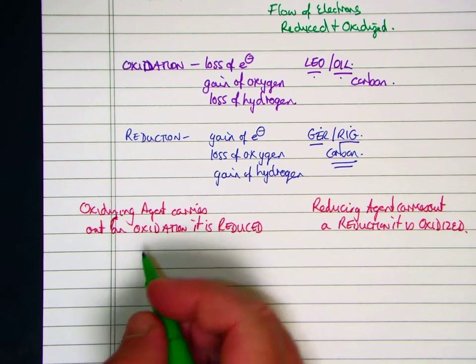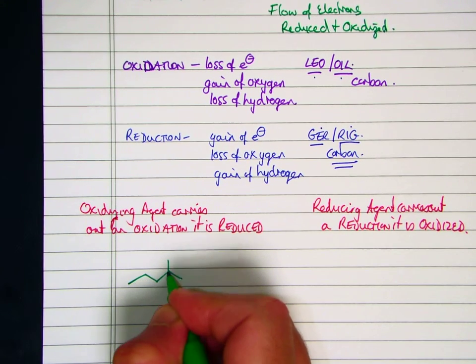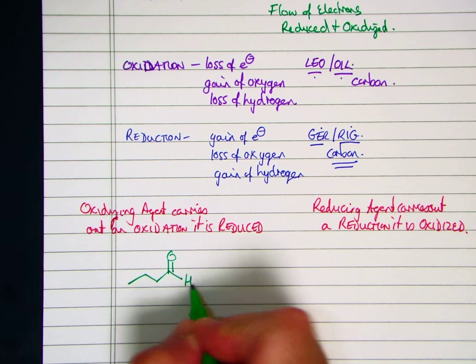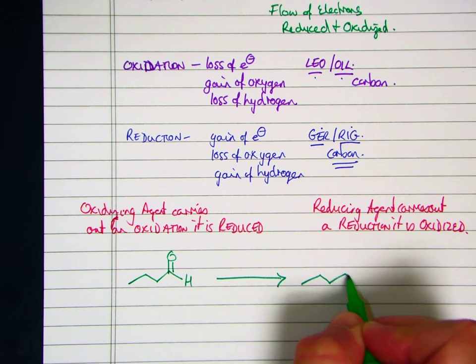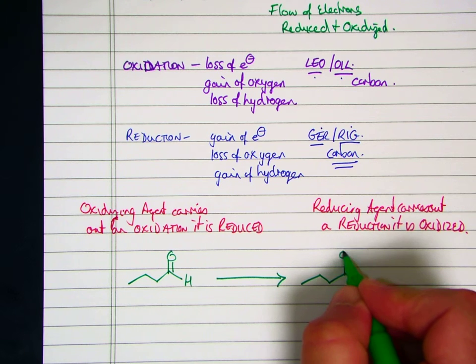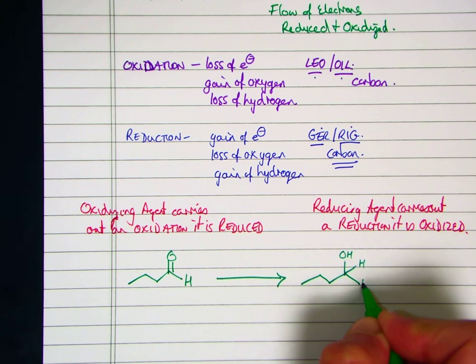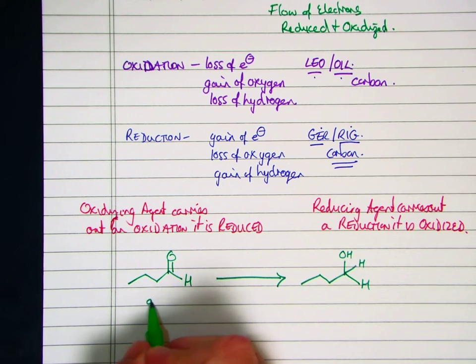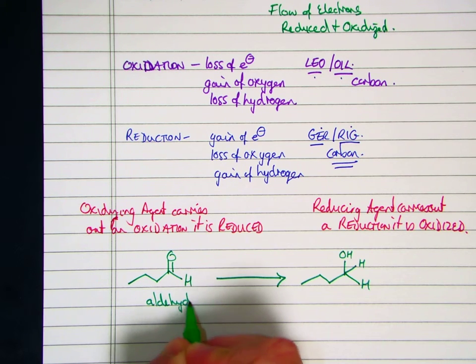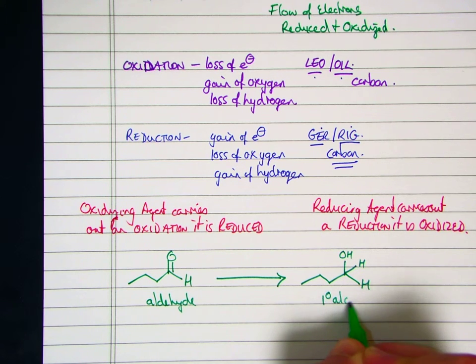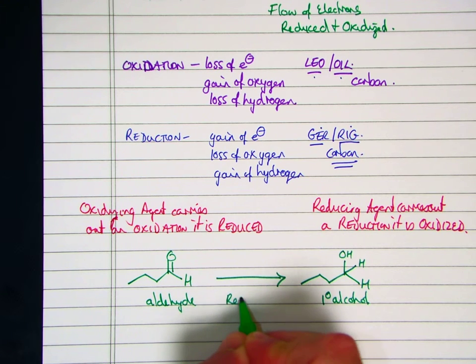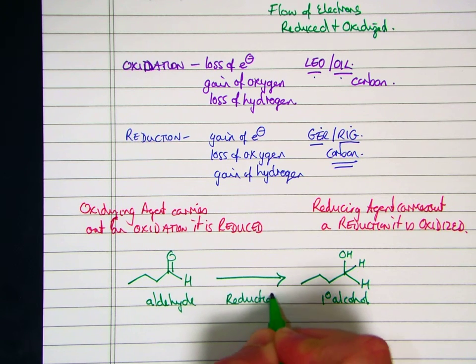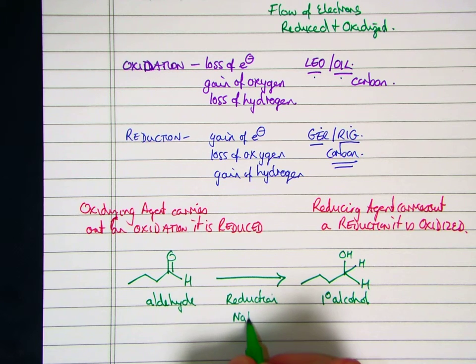So let's take a look at our aldehyde shown here, and we're going to convert it to a primary alcohol. I'll put in the hydrogens. So this is our aldehyde, and this is our primary alcohol, and this is a reduction. And this reduction is carried out using sodium borohydride, which is our reducing agent.